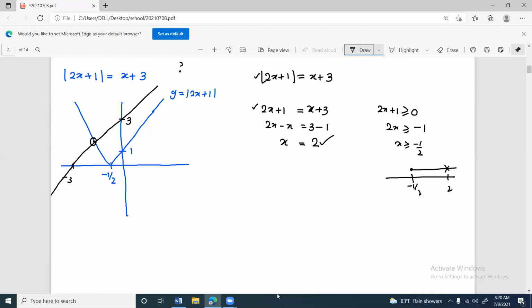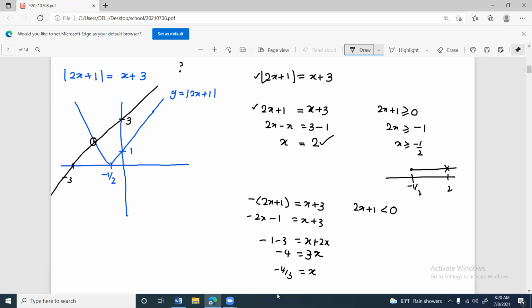Instead of this modulus, you can put a minus in front of it, and you can do this: x plus 3, under the condition that 2x plus 1 is less than 0, not equal. So minus 2x minus 1 equals x plus 3. Bring all the terms to one side. Minus 2x equals minus 1 minus 3. It's minus x equals minus 4. Have I done something correct? No, it's plus 3x. 3x equals minus 4. Therefore, x equals minus 4 over 3.